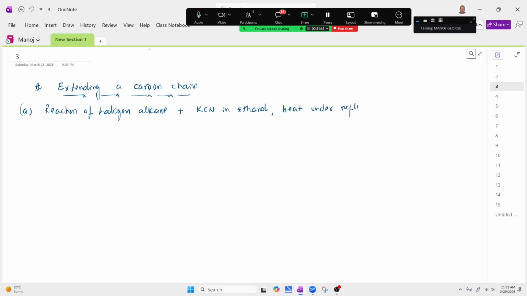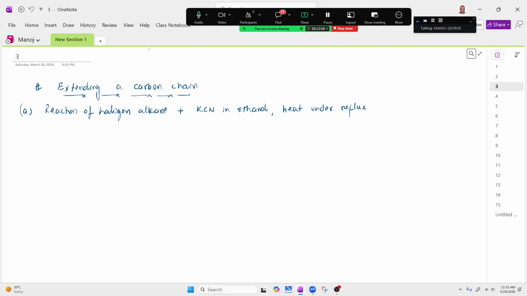Because heat under reflux particularly is done for, as I told you before, compounds which are highly volatile, halogenoalkanes, alcohols, they're all very volatile compounds. So wherever they are involved, you'll always find heat under reflux. You could look it up on Google, how the apparatus looks. It's also given in your textbook as well. Okay, so heat under reflux.